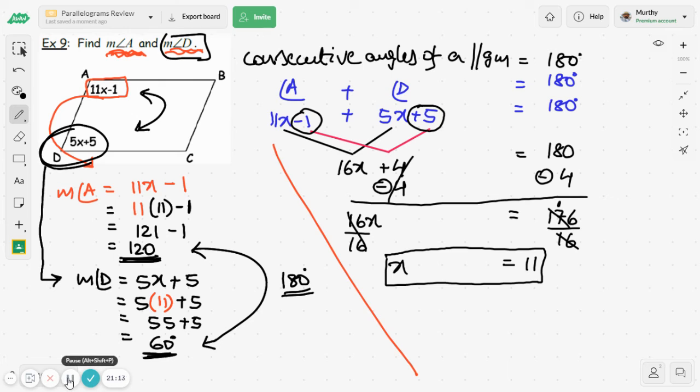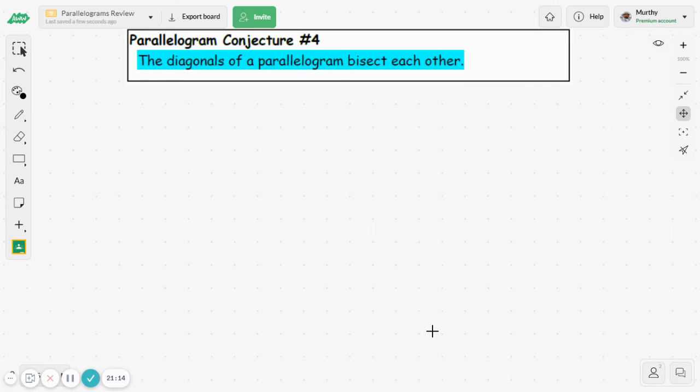So let's go to the next problem. The next property is that the diagonals of a parallelogram bisect each other. Let's take a really quick look at the concept. For that, let me draw a parallelogram. Please excuse me if it is not a perfect one. I'll try my best. Say that this is a parallelogram.